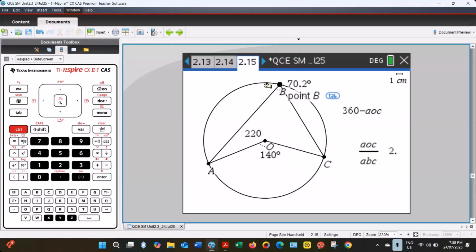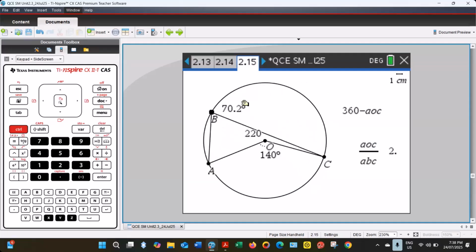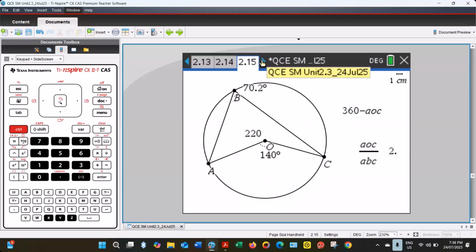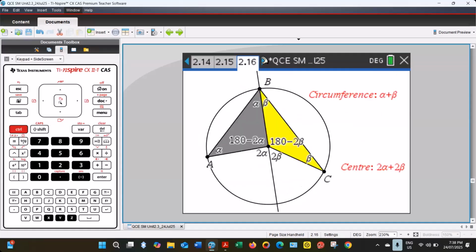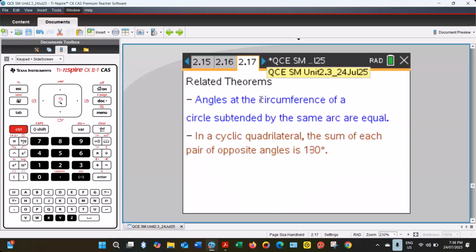Okay. Now, by moving this around and seeing that this is always half of 140, I've also proved another theorem, that angles at the circumference of a circle subtended by the same arc are equal.